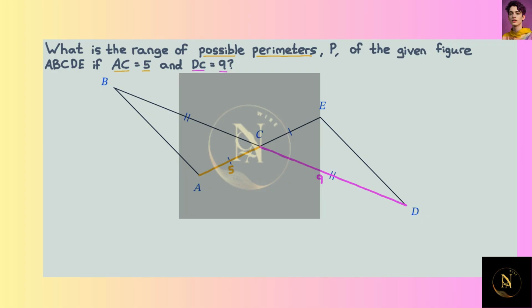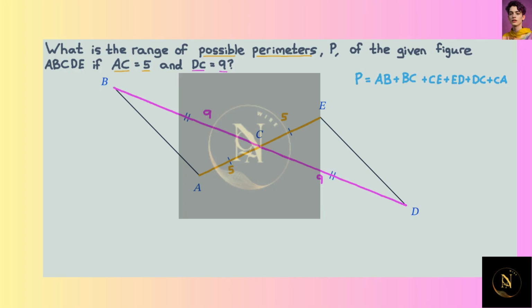We can start by adding the two lengths we are given. We are told that AC is 5 and DC is 9. We can also see in the figure that side BC has the same length as side DC, and side AC has the same length as side CE, so we can add these lengths onto the figure.